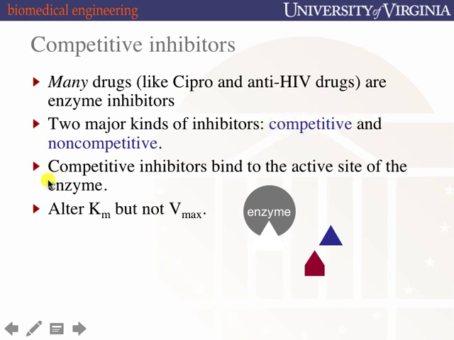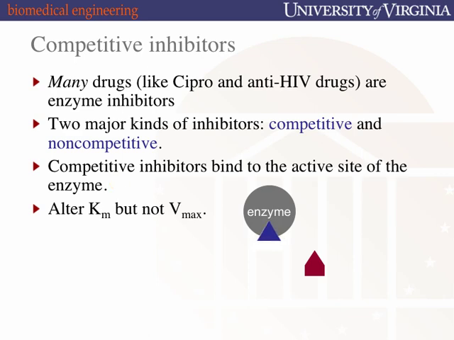There are two main kinds of inhibitors that we're going to expect you to be responsible for knowing. One is competitive and one is non-competitive. As you can imagine, competitive inhibitors are going to bind to the active site of the enzyme, so they're competing with substrate for the same site.